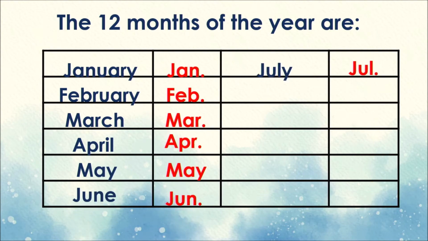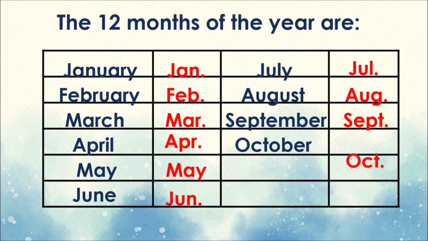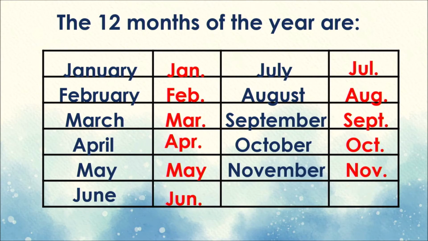July, August, September. So those are the abbreviations. The red ones, class, those are the abbreviations of the 12 months. So July, August, September, October, November, and the last month of the year, which is December, and this is the abbreviation. Again, class, those are the 12 months of the year: January, February, March, April, May, June, July, August, September, October, November, and December.